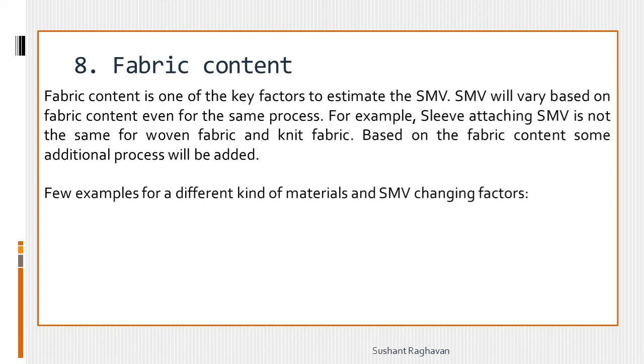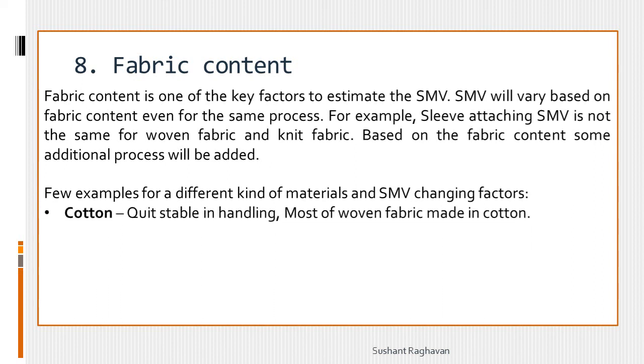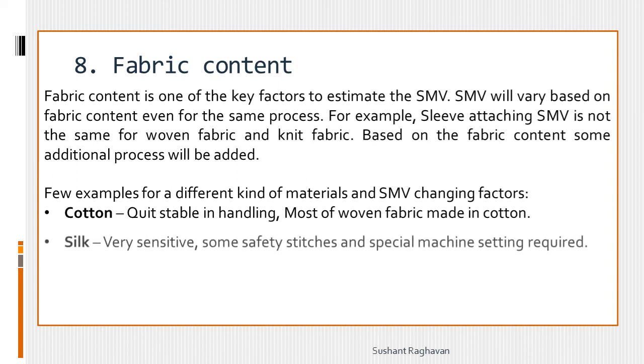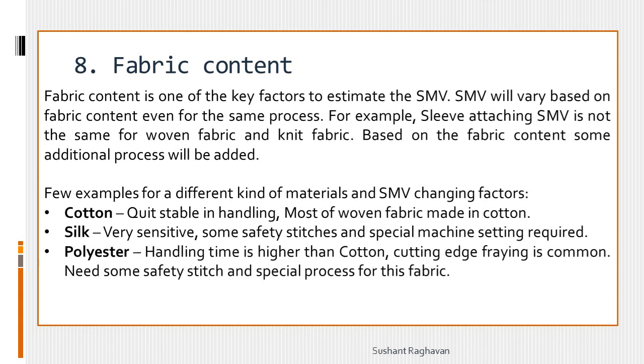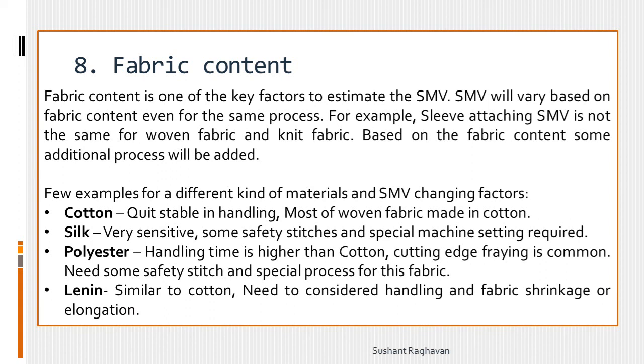A few examples for different kinds of materials and SMV changing factors. Cotton: quite suitable in handling, like most woven fabric made in cotton. Silk: very sensitive, some safety stitches and special machine settings required. Polyester: handling time is higher than cotton, cutting edge fraying is common, needs some safety stitches and special processes for this fabric. Linen: similar to cotton, need to consider handling and fabric shrinkage or elongation.